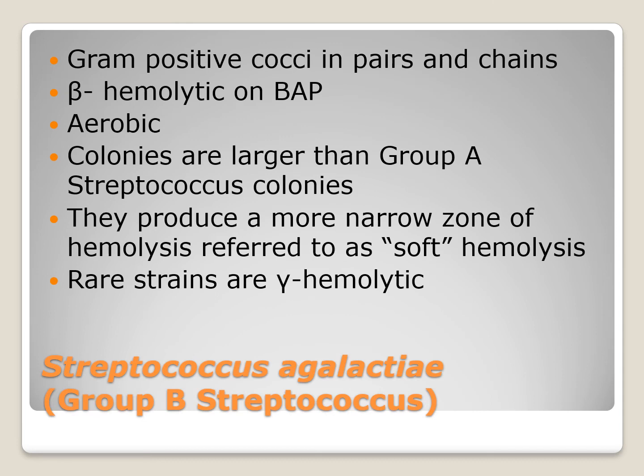Let's go ahead and switch gears now and talk about Streptococcus agalactiae, which is also known as Group B Streptococcus. Streptococcus Group B is a gram-positive cocci that's in pairs or chains. Usually it's in chains. It's beta hemolytic on blood agar, aerobic, and the colonies are larger than group A strep. You will see a zone of narrow beta hemolysis, and this is referred to as soft hemolysis. There are a few strains of strep B that are gamma hemolytic, but that's pretty rare. We always want to double check the identity of the organism to make sure it's not an Enterococcus species.